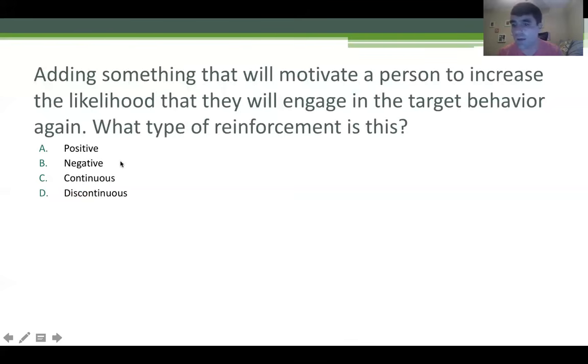There you go. A, positive. Again, that should be an easy question. You should be very familiar with this by now. It's not negative. It can't be, because we added something; we didn't take anything away. Continuous? We're not talking about that. Discontinuous? We're not talking about that. Positive. We added something that increased the likelihood. What type of reinforcement? Positive.